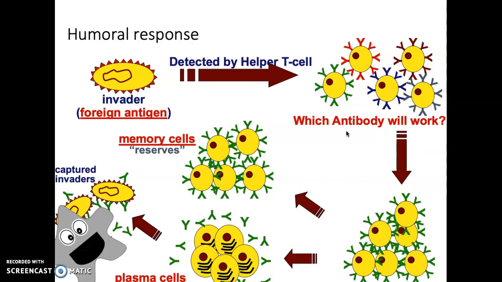Now, if you've never had that particular antigen, it takes a while. It takes a while for your body to custom build the specific antibody for it. So you're sick for a little while until you figure it out. That's the humoral response.